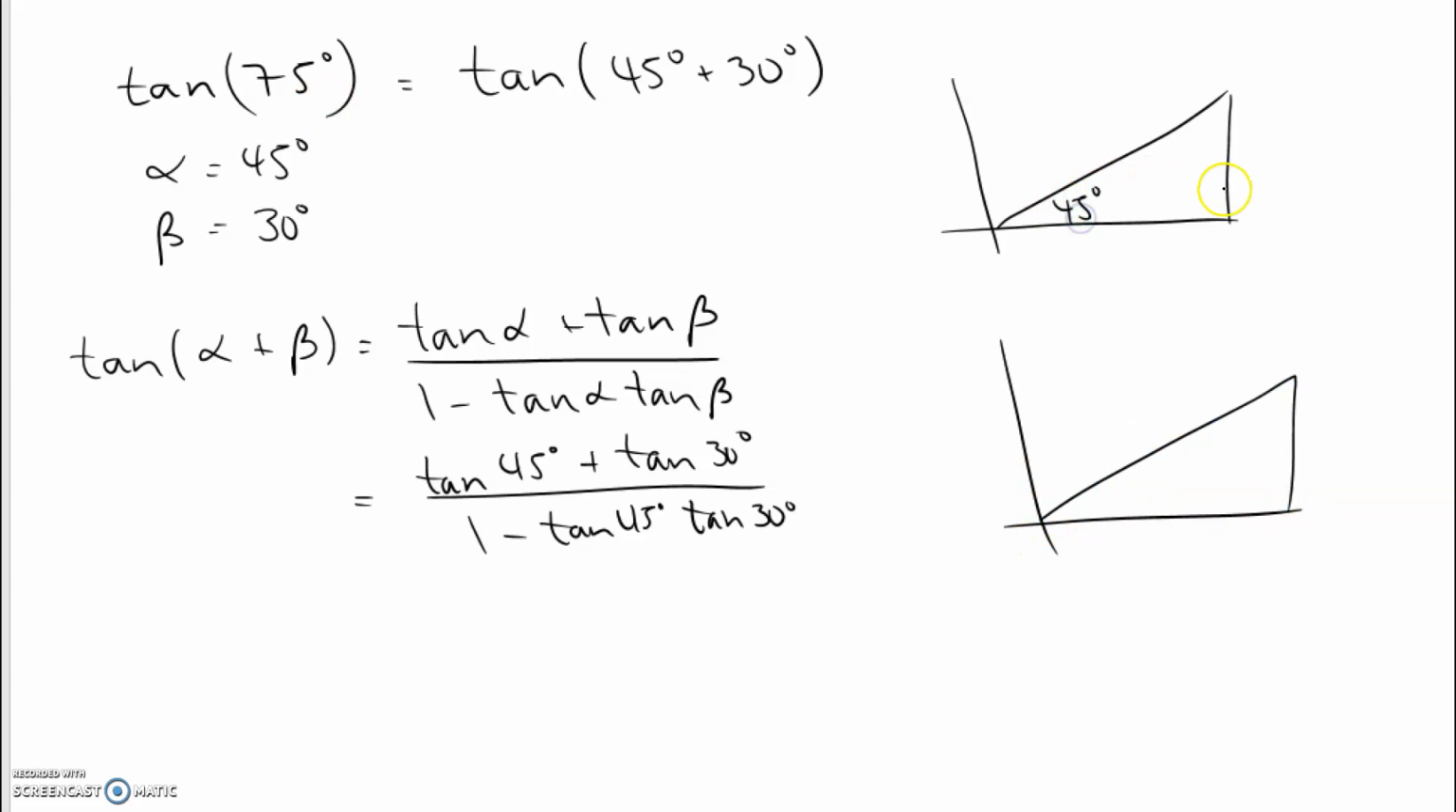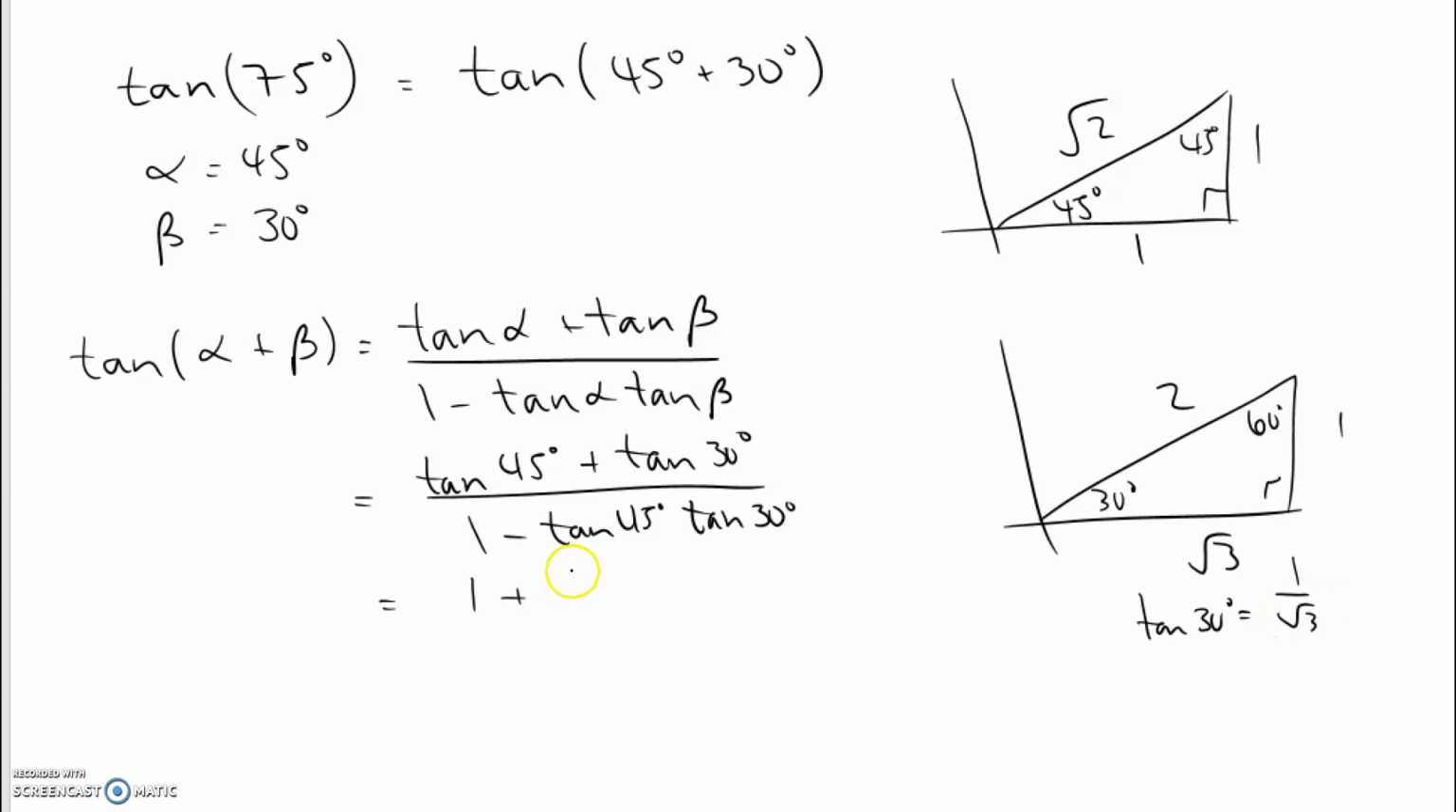So 45, 90, 45. These are 1s. Square root of 2. That's a 30. This is a 60. This is a 90. This is square root of 3. This is 1. This is 2. Tangent of 45 is 1 plus tangent of 30. That's going to be y over x, so tangent of 30 would be 1 over the square root of 3.